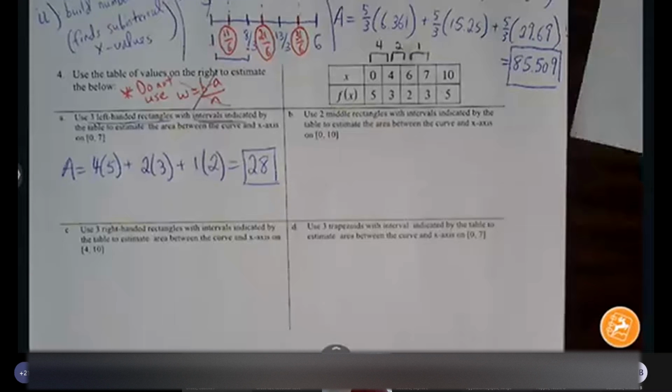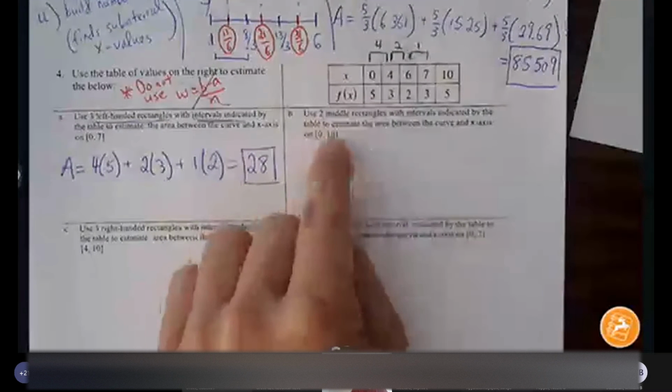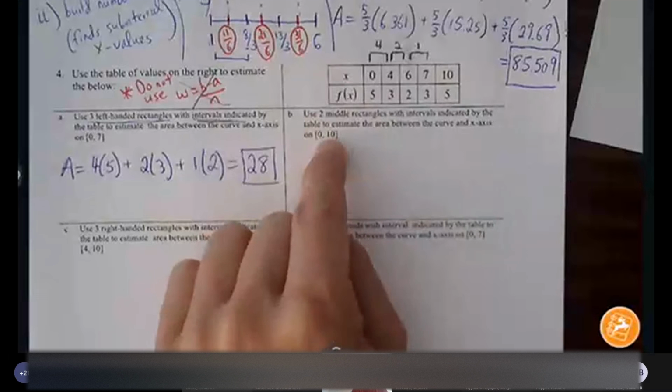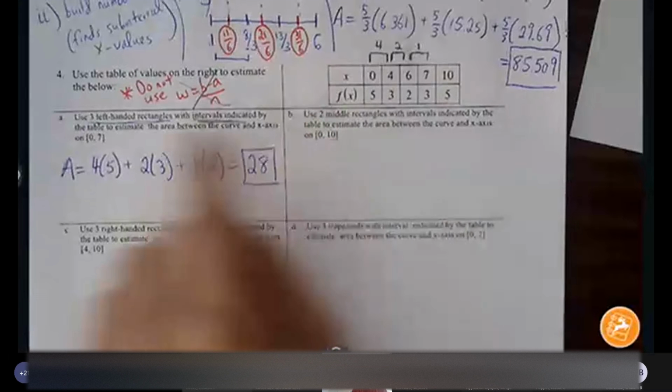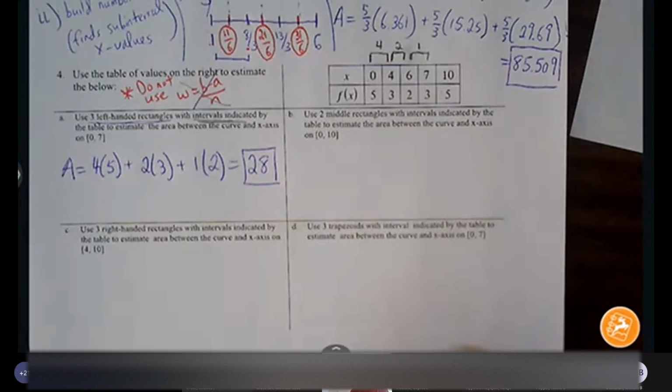For part B, we're going to be using two middle rectangles, and we're going to extend from 0 to 10. Draw width the same way that you did here, but now you're going to be picking off the y value that sits in the middle of each subinterval. Okay, try that.